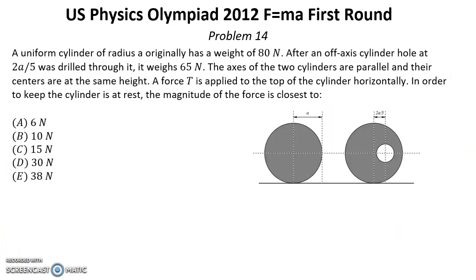US Physics Olympiad, year 2012. F equals MA. First round. Problem 14. Solution for this problem you can find below this video in the reference in the description.